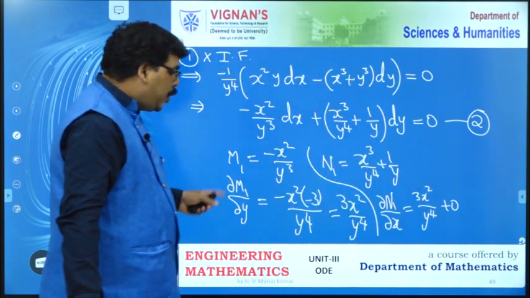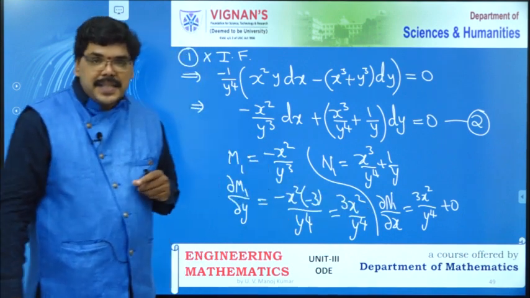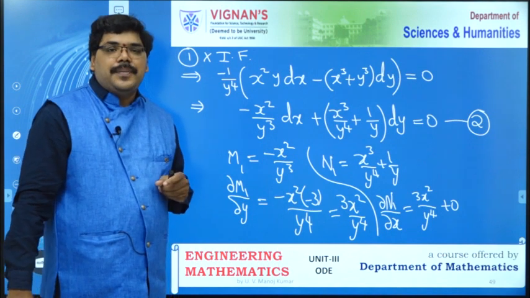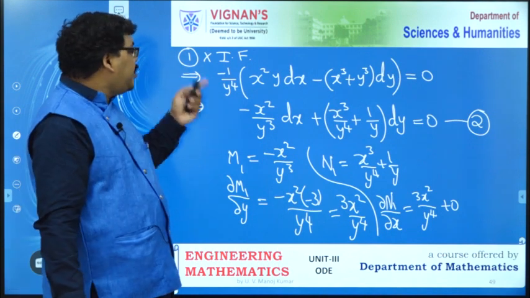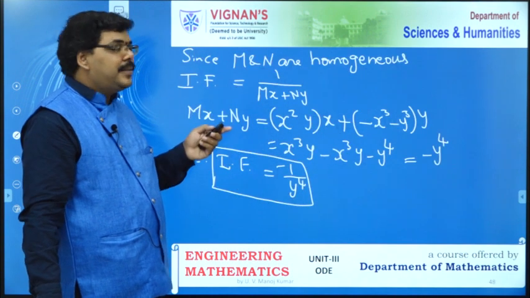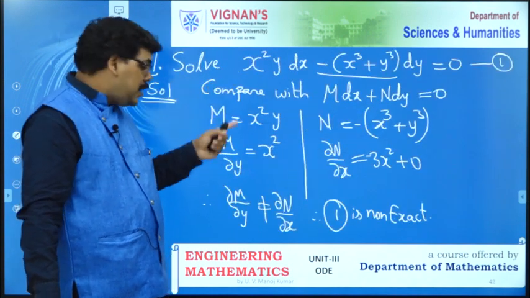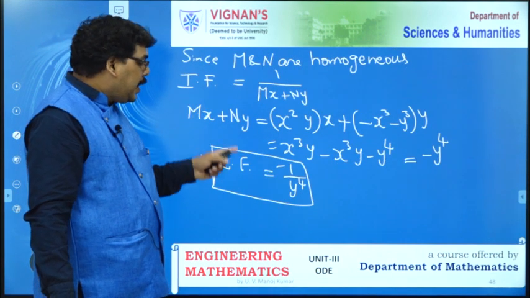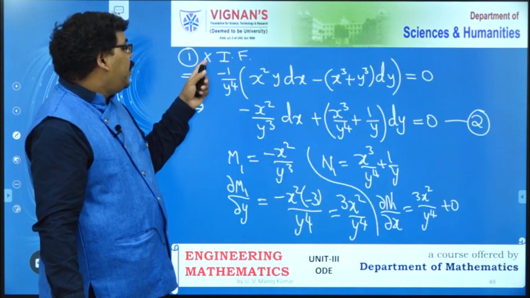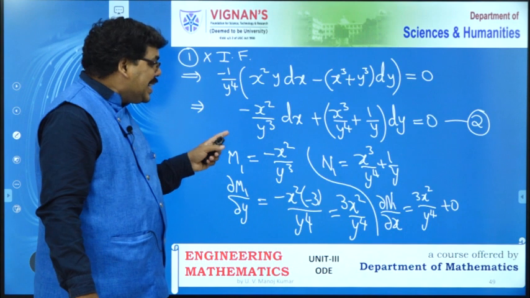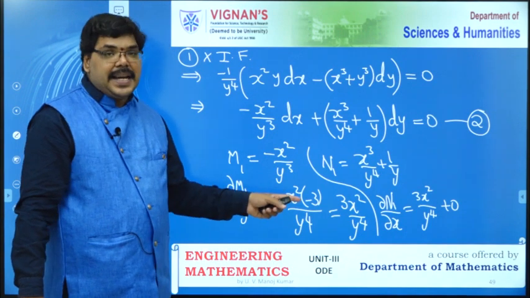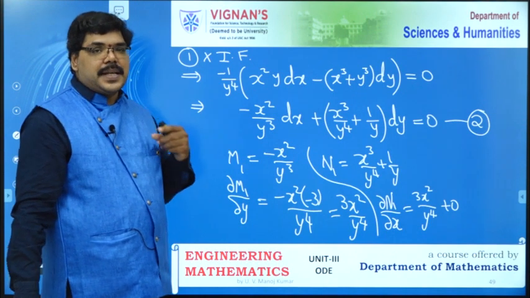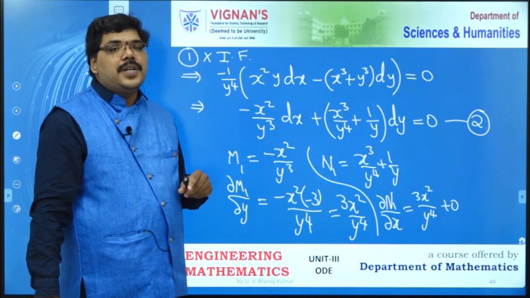Now, are they same? Dou M by dou Y, dou N by dou X, are they same now? Yes. Therefore, the second differential equation is exact. If you see, first differential equation is non-exact. This is the given differential equation which is non-exact. So, I calculated integrating factor and multiplied with the given differential equation. Resultant differential equation is proved as exact. So 1 is converted into 2. 2 is exact. I know how to solve exact. So I will solve now second differential equation.